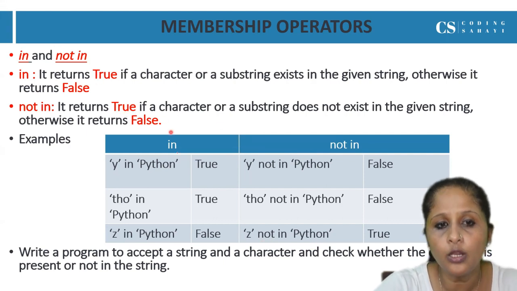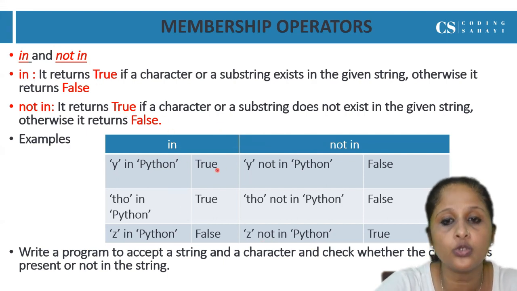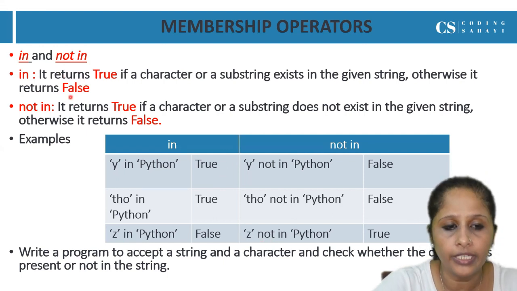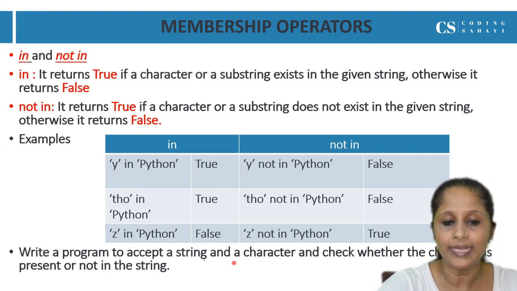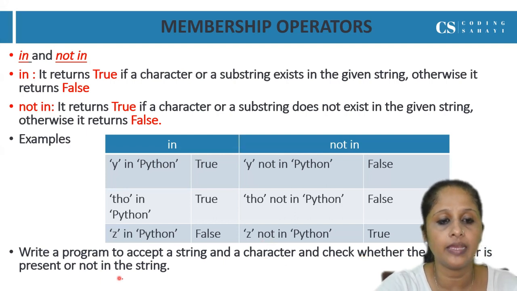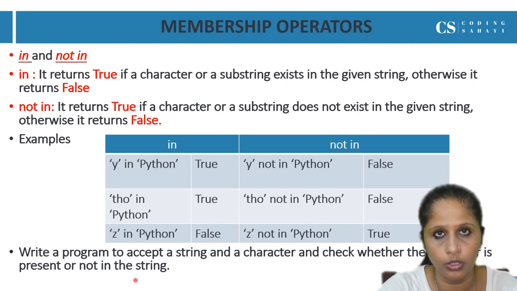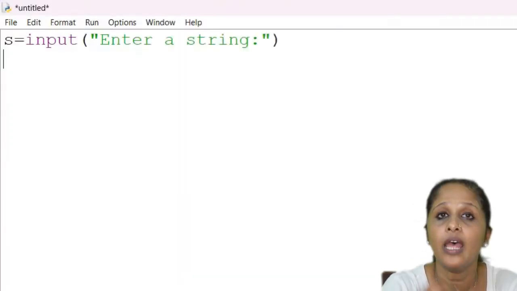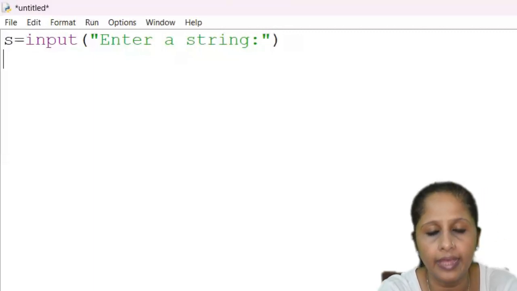So here, the in and not in operators actually give true and false values. Okay, so that is our in and not in. So let's see a program to accept a string and a character and check whether the character is present in that string or not. So as usual, as input, enter a string.